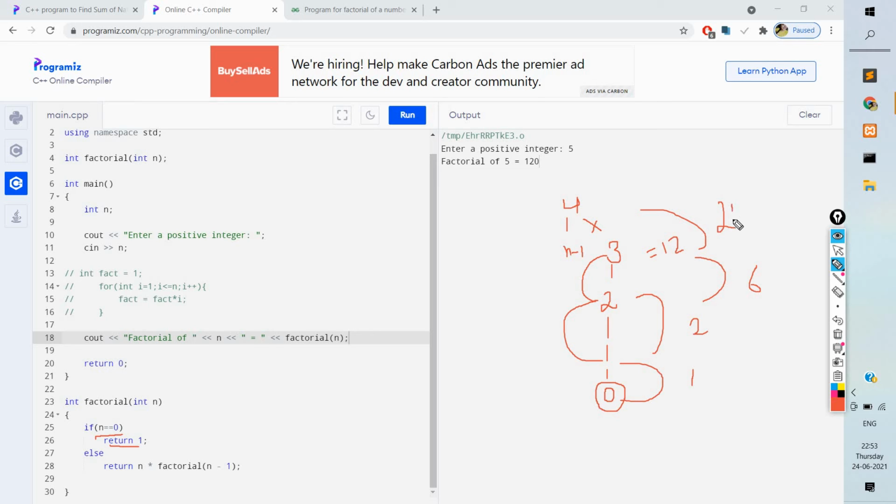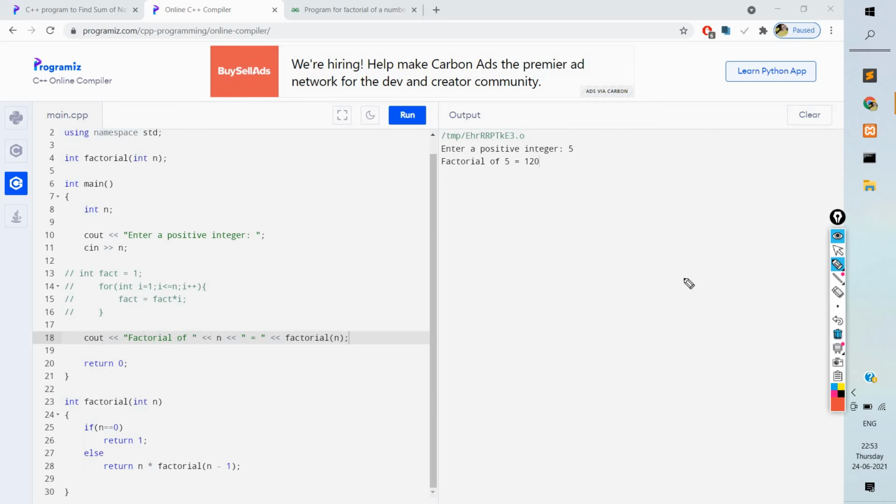In this way we can make a recursive tree. If you are able to make a recursive tree, then the code is very easy. The base condition is: if n is 0, we return 1, and else we do n, which first time is 4, multiplied by factorial of n minus 1, that means factorial of 3. We are calling the factorial of 3.